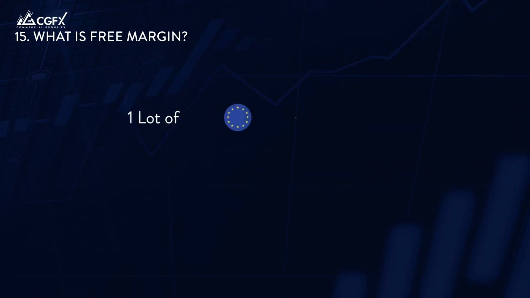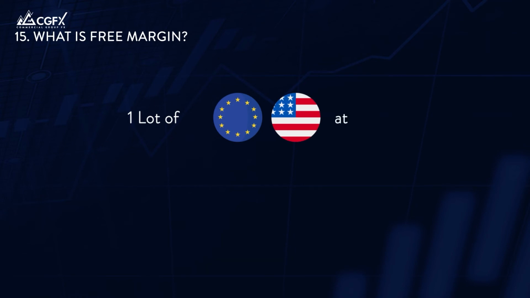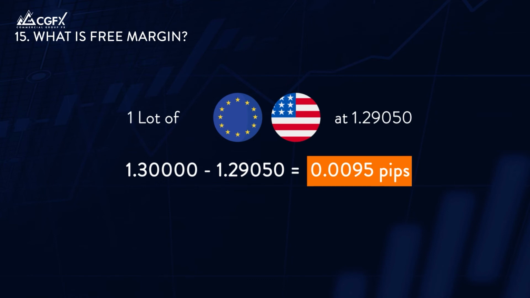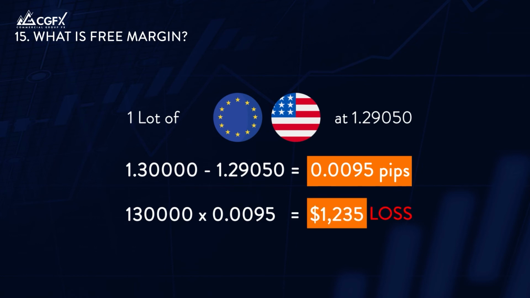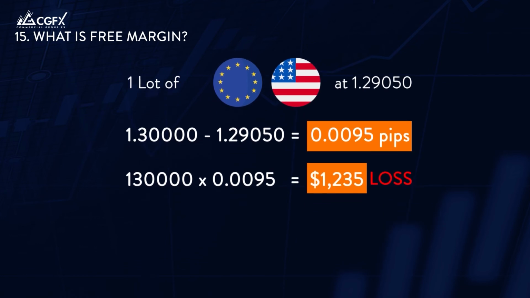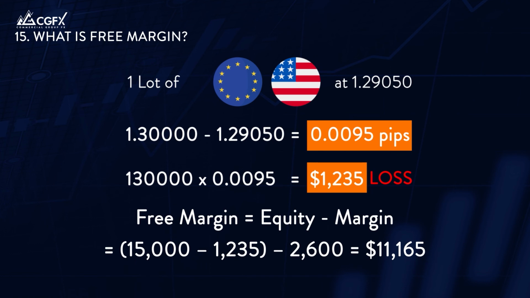If the price of euro to US dollar fell to 1.29050 after you open your position, then you will suffer a loss of 0.0095 pips, which equals $1,235. In this case, your free margin would be $11,165.